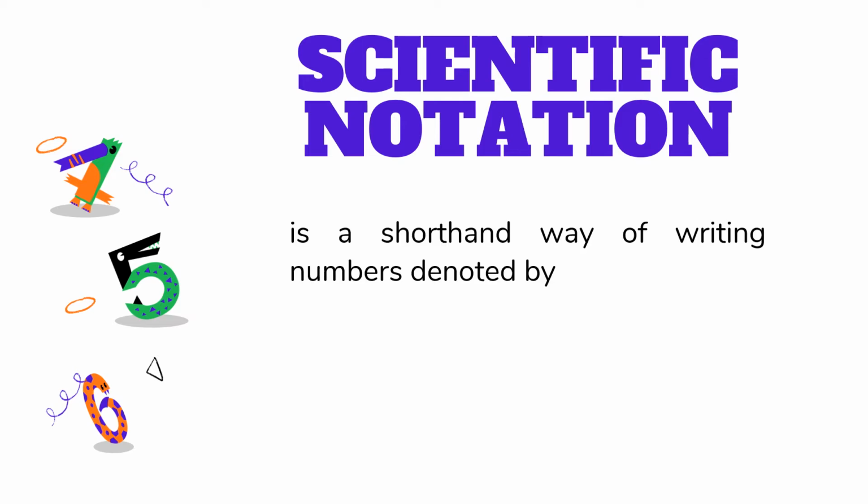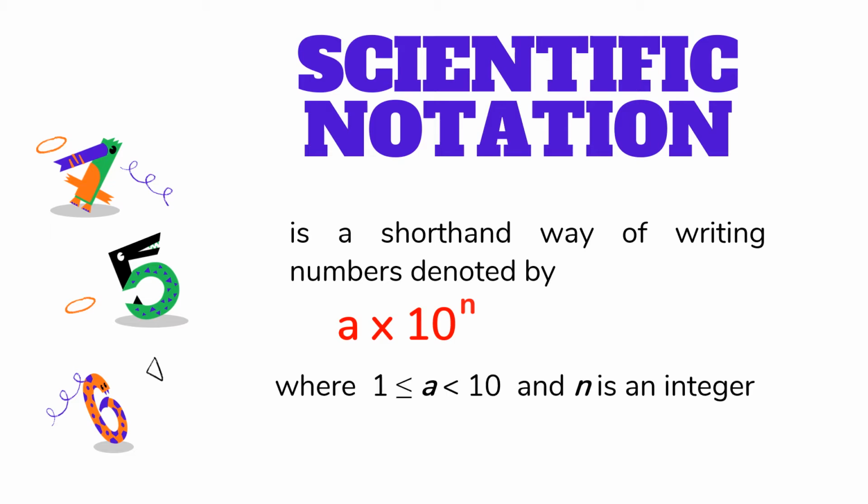It is a shorthand way of writing numbers denoted by a times 10 raised to n, where a is greater than or equal to 1 but less than 10, and n is an integer. Ibig sabihin, ang scientific notation ay special way of writing too big or too small numbers.